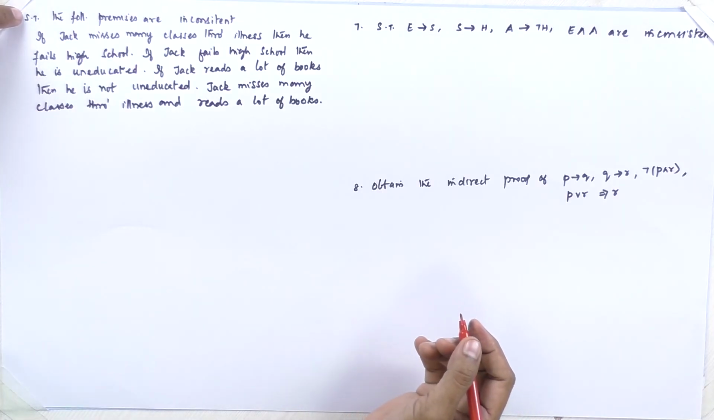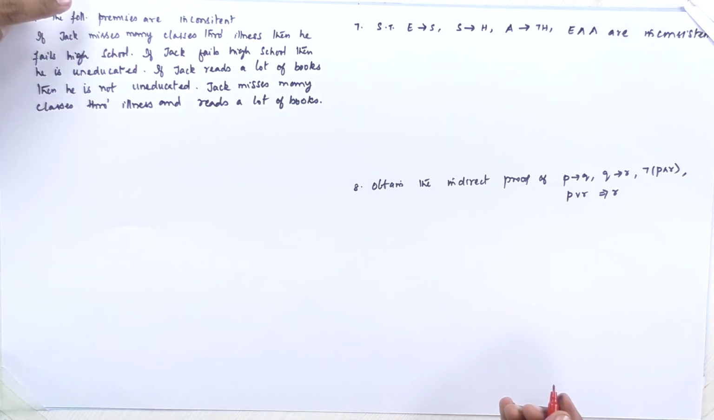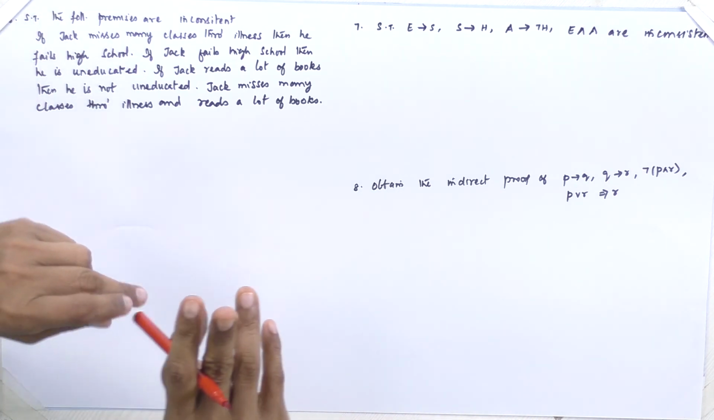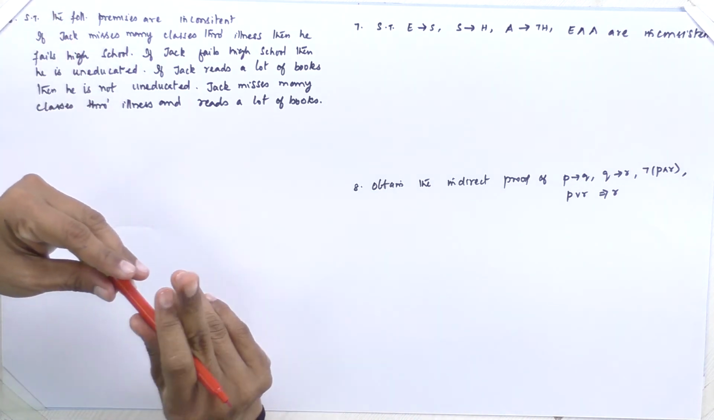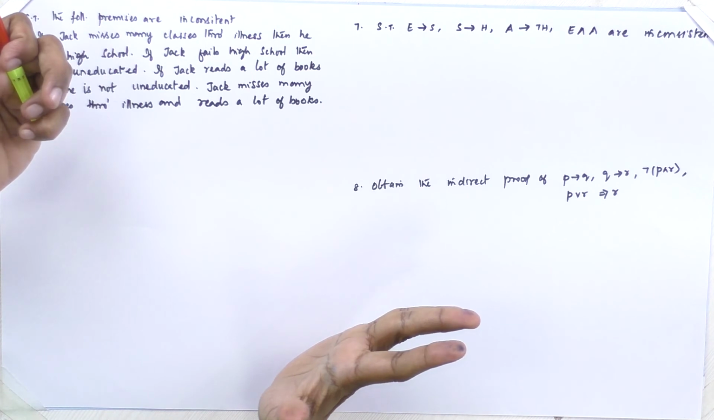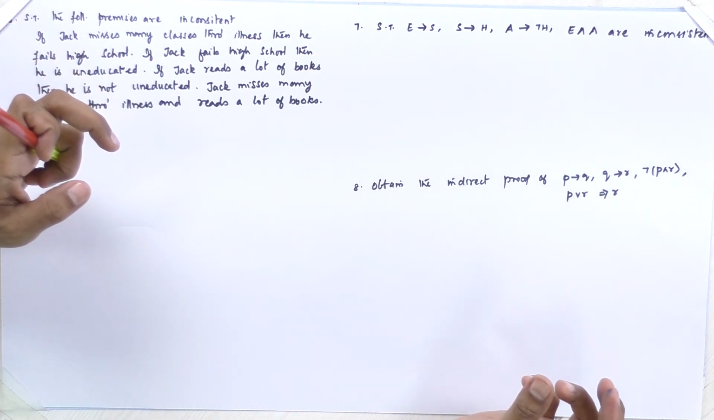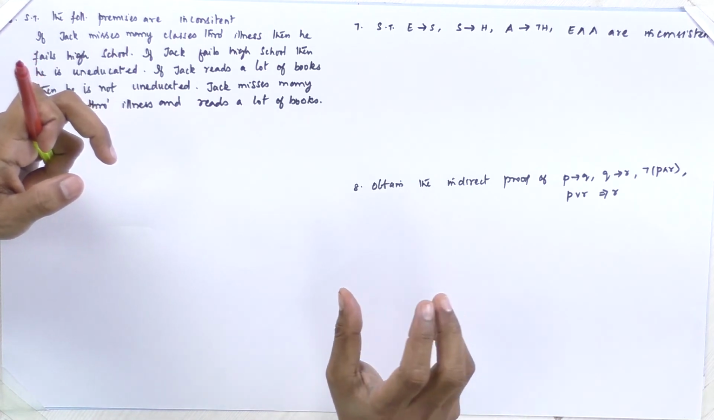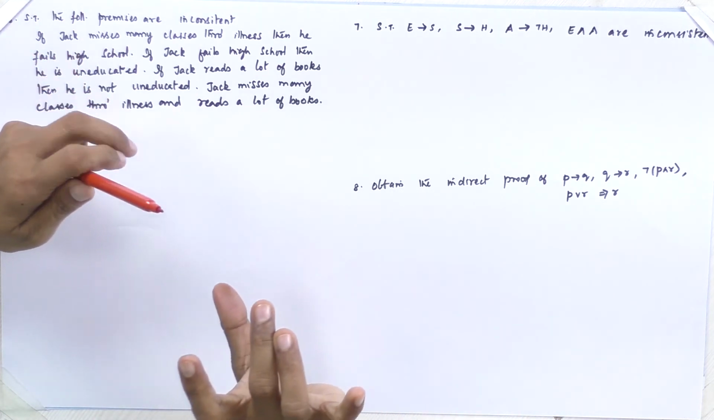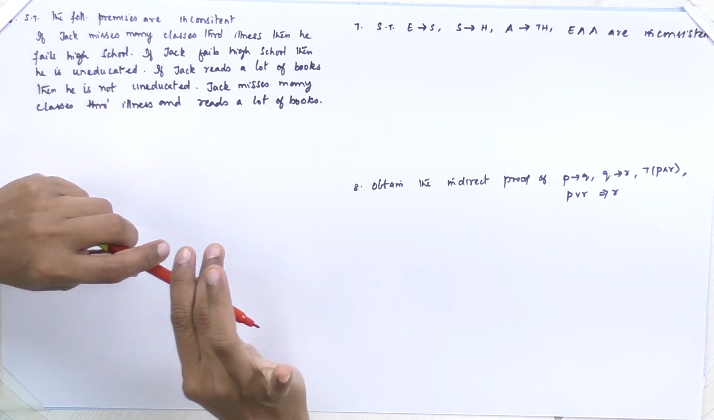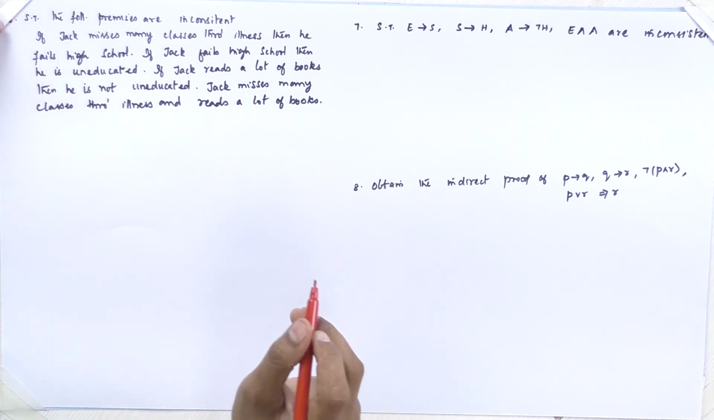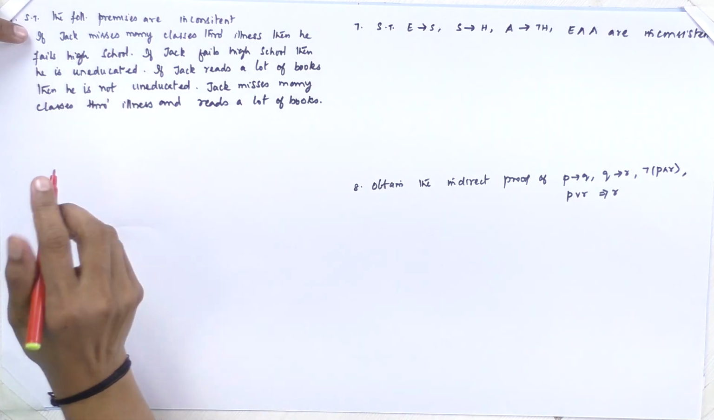Yes, fine. That is the conclusion part of the problem. Again, we are supposed to prove that the following premises are inconsistent. What did I tell you about inconsistency? Whatever premises are given, if we conjunct all those premises and finally it leads us to a contradiction, that is false, then we say that the given statement is inconsistent. With that in mind, we will do this problem.